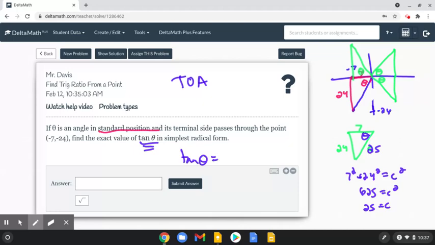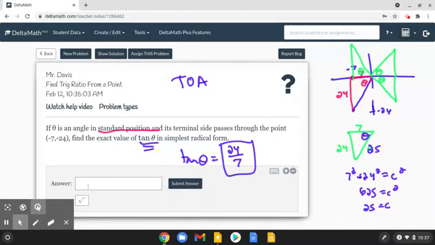opposite of that would be 24. Adjacent to that would be 7. So it actually turns out we don't even need the hypotenuse for this one. I guess I could have looked at the tangent first and figured that out. But at any rate, tangent is 24 over 7.